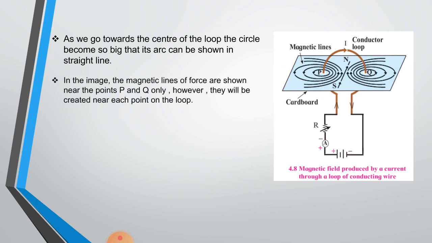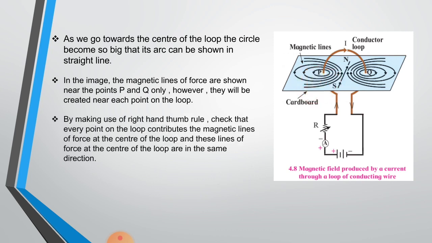In the image the magnetic lines of force are shown near the points P and Q. तो यहाँ पे देखो पॉइंट्स P and Q यहाँ पे शो किया है. However, they will be created near each point on the loop. ठीक है. So by making use of the right hand thumb rule, we have to check that every point on the loop contributes magnetic lines of force at the center of the loop, and these lines of force at the center of the loop are in the same direction. ठीक है, तो उनका डायरेक्शन जो है, you can see the direction is always similar.